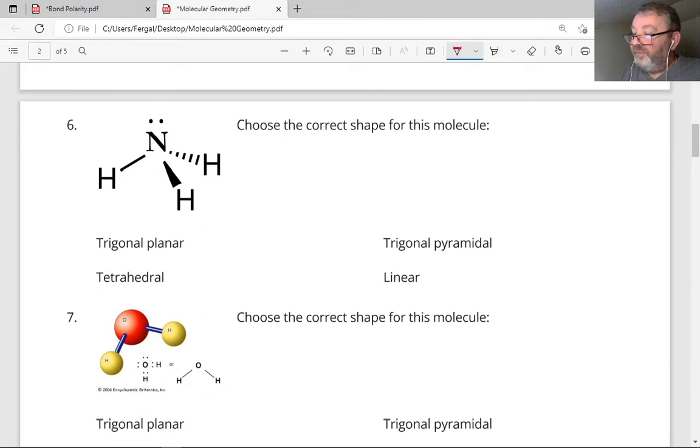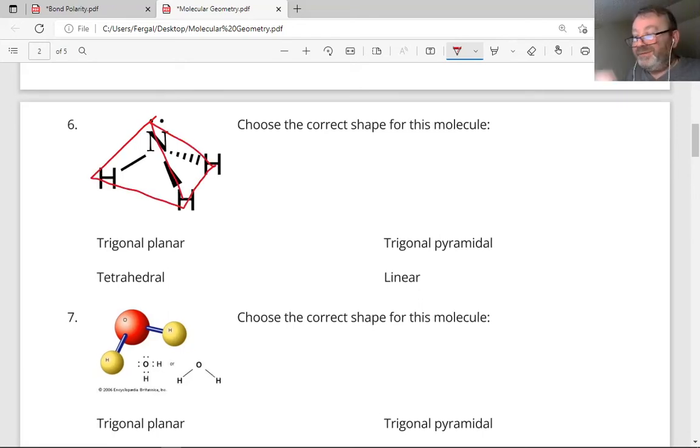Choose the correct shape for this molecule. Now, I've showed you this already, okay? The correct shape, take the lone pair down to the hydrogen, across to the hydrogen, back again, and down. What is it? It's a pyramid with a triangular bottom. So if I run a line across there, you'll see the triangle on the bottom, okay? So it's a trigonal pyramidal.